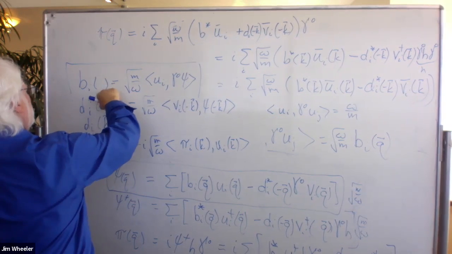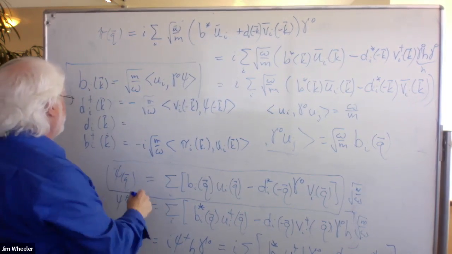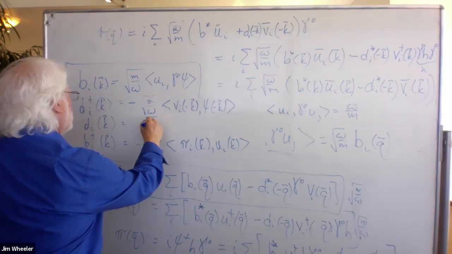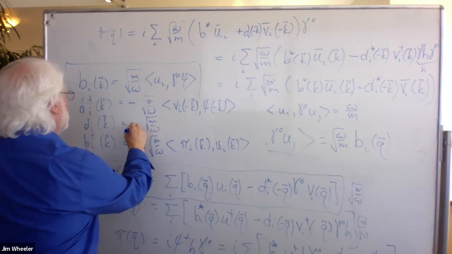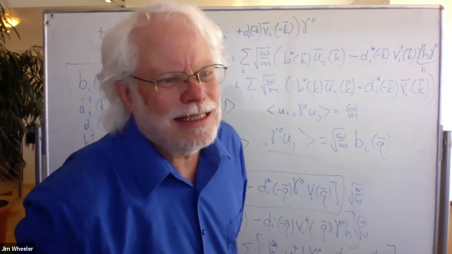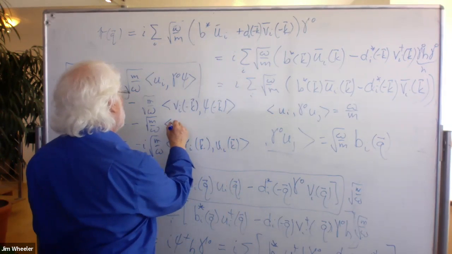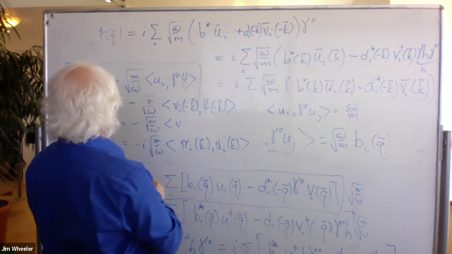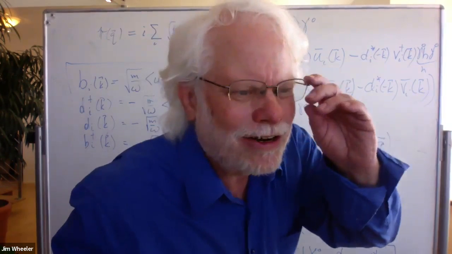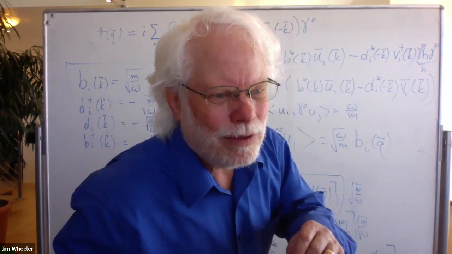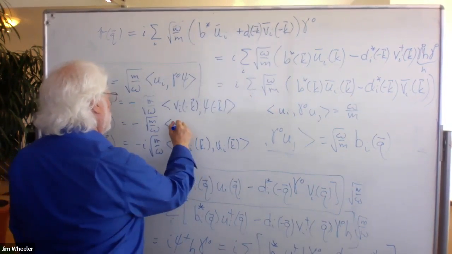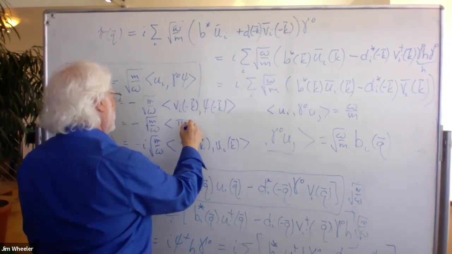I guess I ended up with k is now d is minus m over omega v with psi. Uh-oh. That's d dagger, pi with gamma 0 v. So each amplitude, if you will, differs by a factor of i.